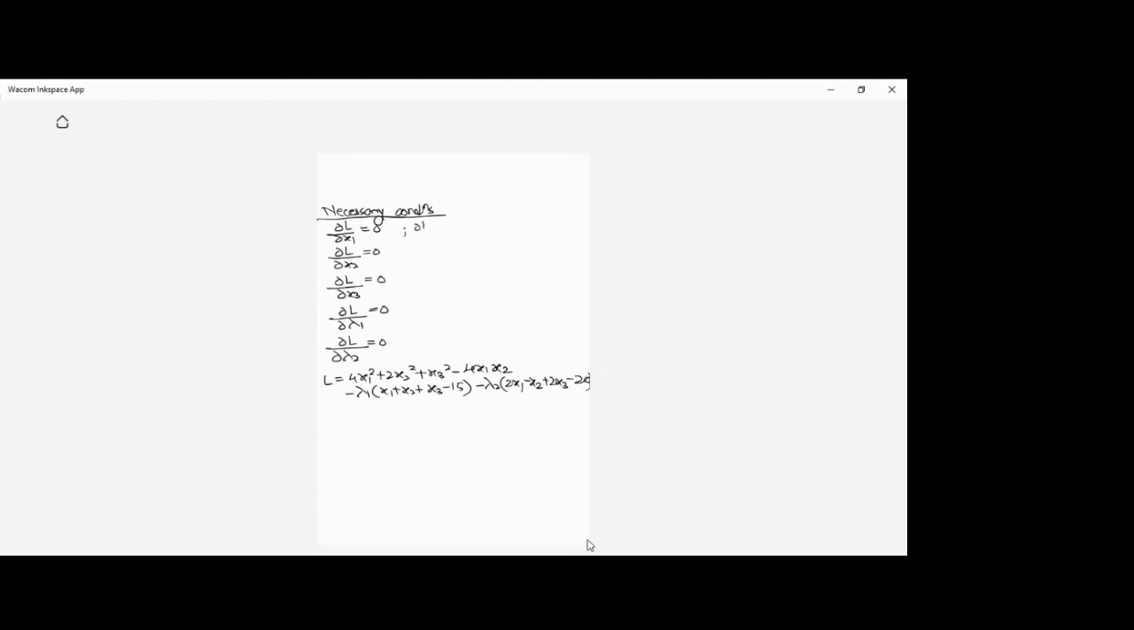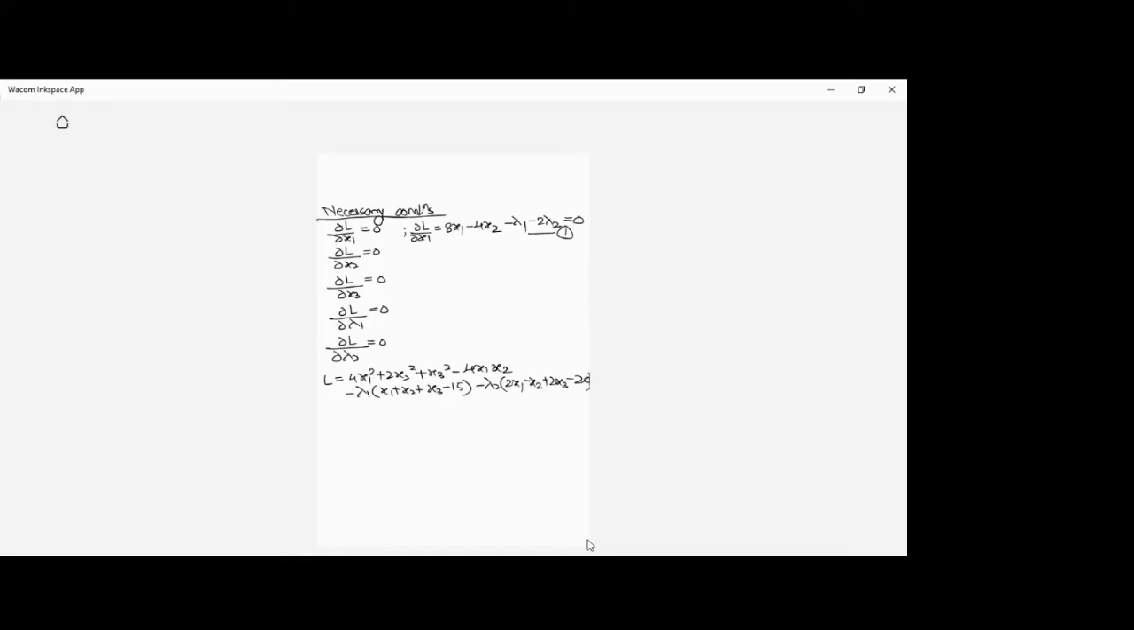Therefore ∂L/∂x1 can be written as 8x1 − 4x2 − λ1 − 2λ2 = 0. We'll call this equation 1, right? I'm hoping that you are getting this.